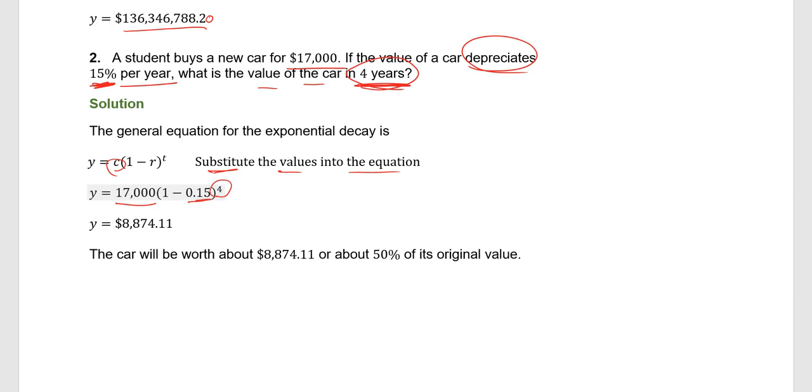Evaluating by calculator, 1 minus 0.15 is 0.85, to the fourth power, times 17,000. We get the final amount as $8,874.11. This is the value of the car after 4 years from the student first purchasing it. So the car will be worth about $8,874.11, or almost 50% of its original value after 4 years.